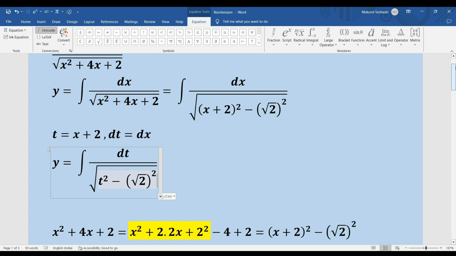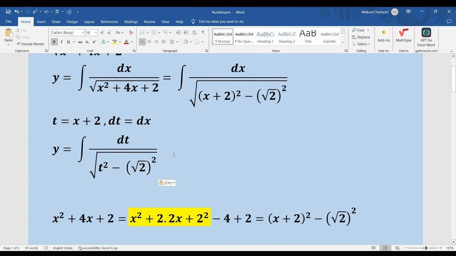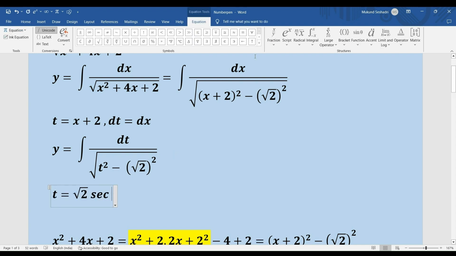So the best way to solve this particular problem is by making an appropriate substitution, right? And we'll have to figure out what that substitution is. So I have t square minus root 2 the whole square, right? And I want you folks to connect this with some of the trigonometric identities that we know. We know that sine square theta plus cos square theta equals 1. Secant square theta minus tan square theta equals 1. The substitution that will help you out here is t equals root 2 secant theta, right?